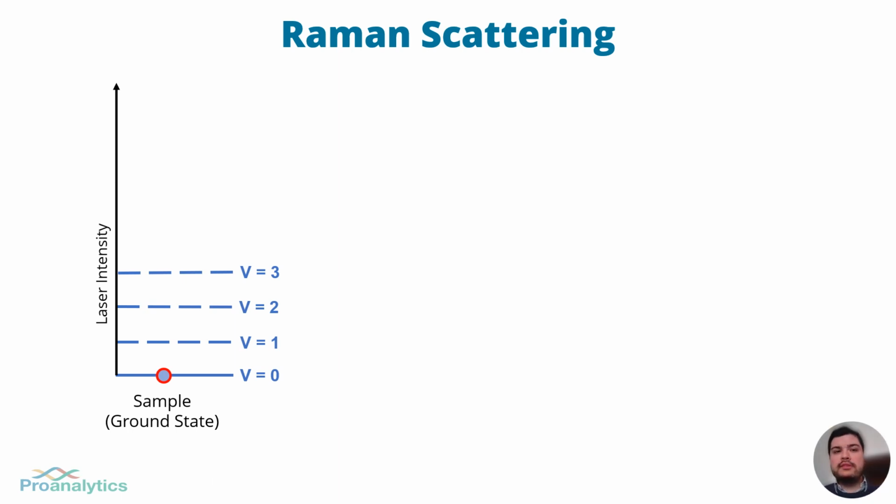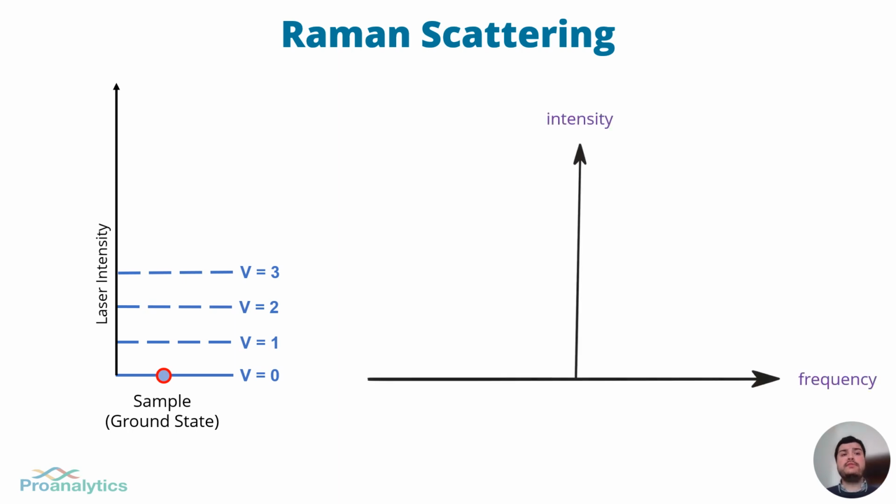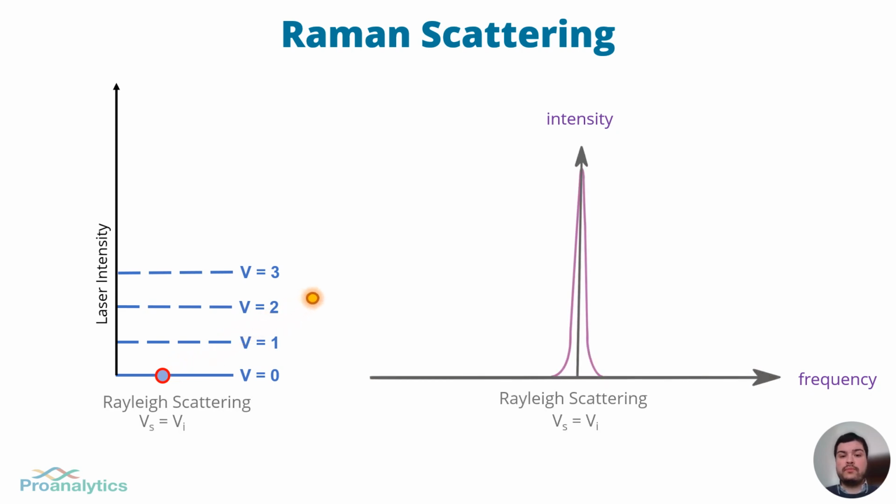So let's talk about the three scattering profiles of Raman and the basics on how Raman spectroscopy works. There are three things that can happen in Raman. The first one that we already described is Rayleigh scattering. This is when the energy is reflected back to the instrument at the same intensity as it went to the sample. Therefore, Vs equals Vi.